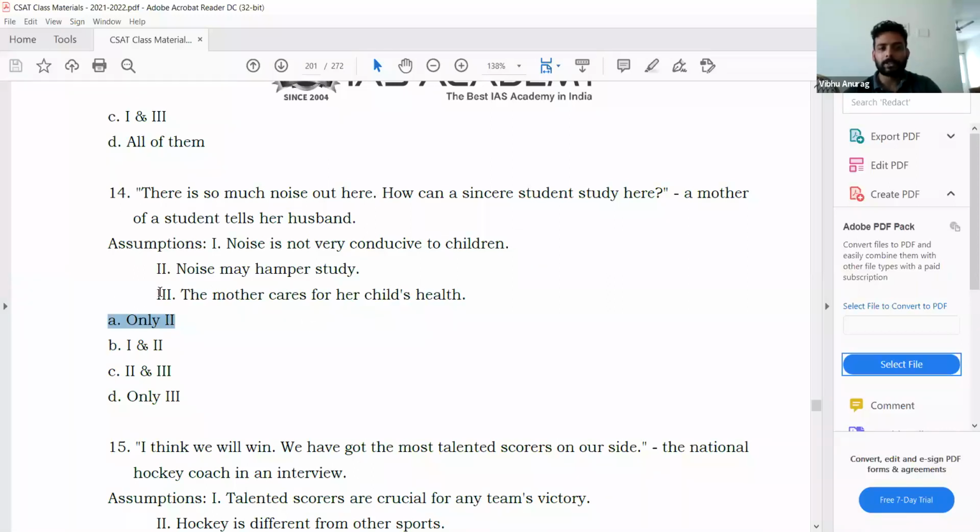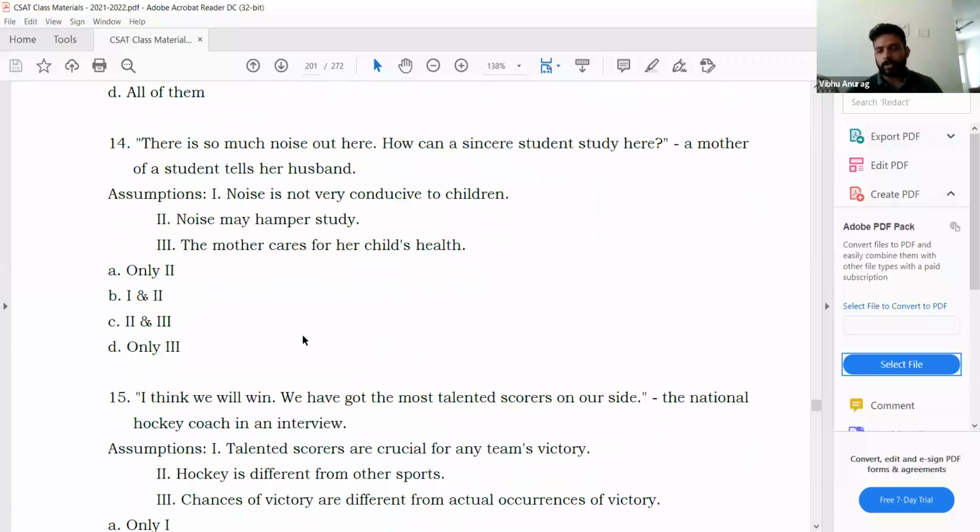It's irrelevant. This question is not about health. It's about studies. Noise and study. So option 3 is irrelevant. Okay, this question is not about the child's health. But with respect to this question, no.